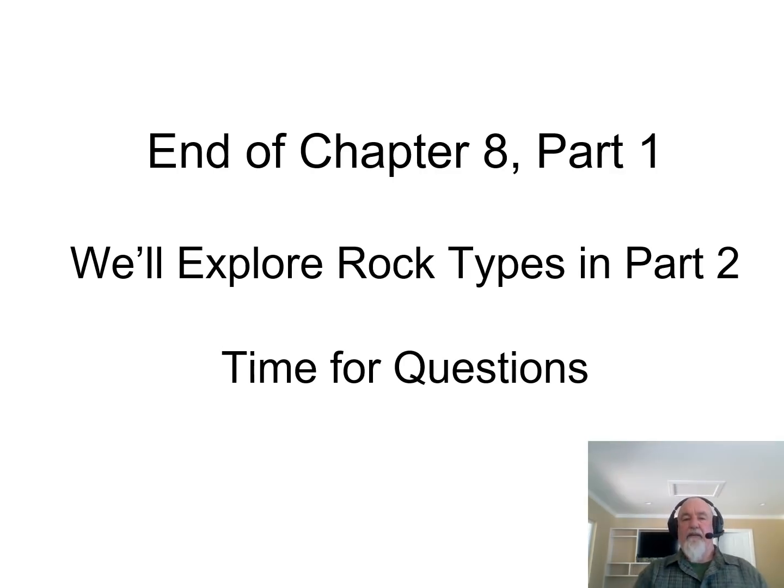So that's the end of part one. We still have to talk about the earth materials of rocks. There's a lot to that, so that's going to be coming up in part two. In part two, we're going to discuss the three major types of rocks and how one type of rock can become another type of rock, given enough time.